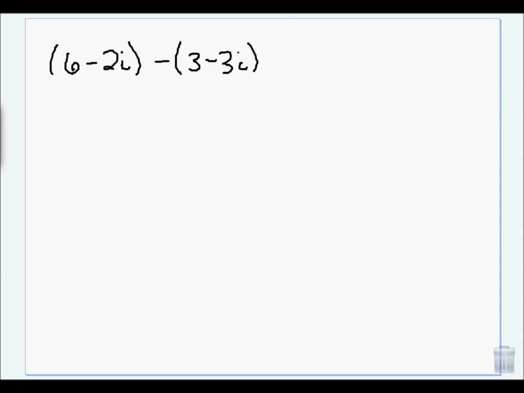Another subtraction, so I'm going to distribute that negative. So this is 6 minus 2i minus 3 plus 3i. 6 minus 3 is 3, negative 2 plus 3 is 1. And you always put the real number out front and then the i in the back. That's standard form. So even if this number out front was negative, and I know that looks weird, you put the negative first and then the positive.